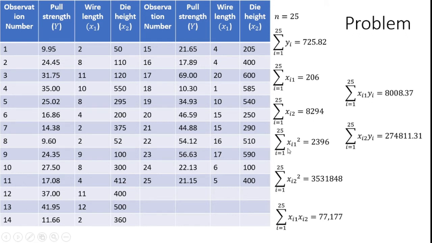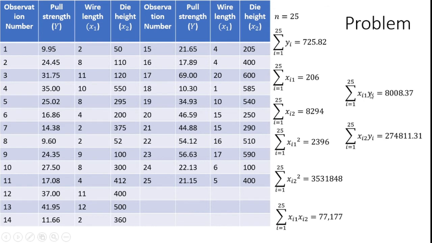The next step is getting the squared values. The summation of xi1 squared is 2396. Then I get the squared value of xi2. Then the multiplication of xi1 and xi2, because our experiment has an interaction effect and I have the combination of two variables, so I collect the data for xi1 and xi2. The summation from i equals 1 to 25 of the product of xi1 and xi2 is 77,177.